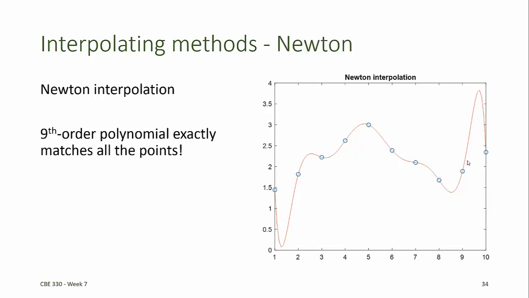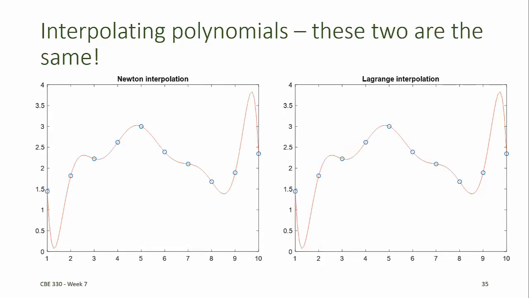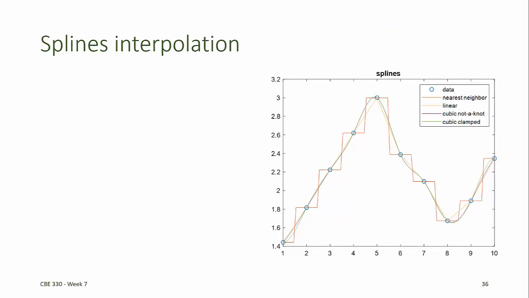The Newton interpolating polynomial doesn't do any better because the Newton and Lagrange interpolating polynomials are exactly the same thing. They're just different ways of arriving at the same polynomial. As you can see here, these two polynomials are exactly the same. Instead, we might use a spline interpolation.